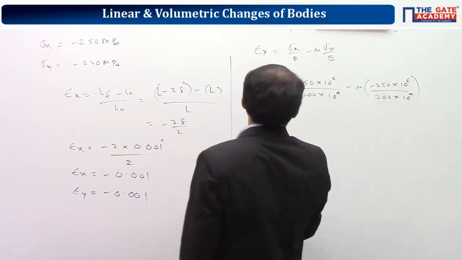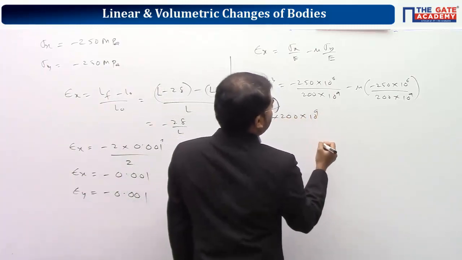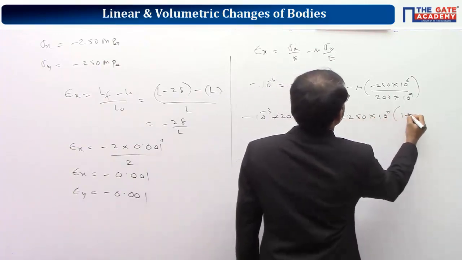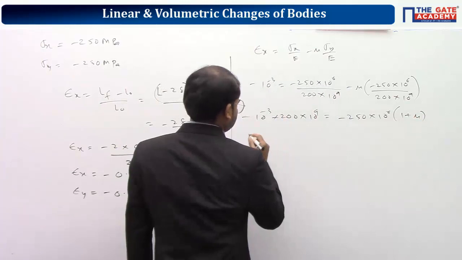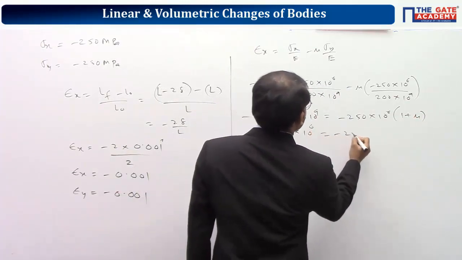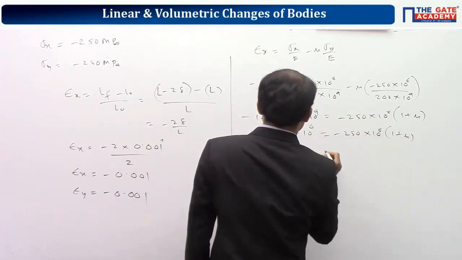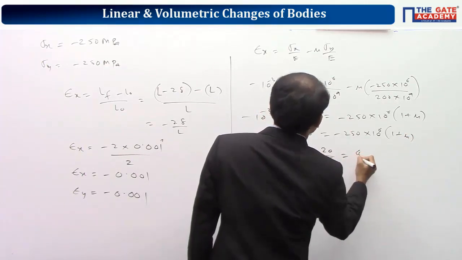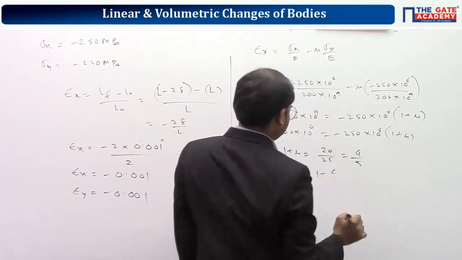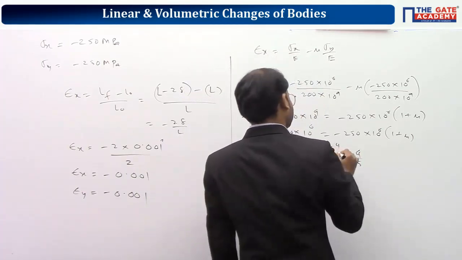If you simplify this, it comes out to be minus 10 power of minus 3 into 200 into 10 power of 9 is equal to minus 250 into 10 power of 6 whole into 1 plus mu. This gives us, if you simplify, minus 200 into 10 power of 6 is minus 250 into 10 power of 6 into 1 plus mu. 1 plus mu is equal to 20 by 25, 4 by 5.